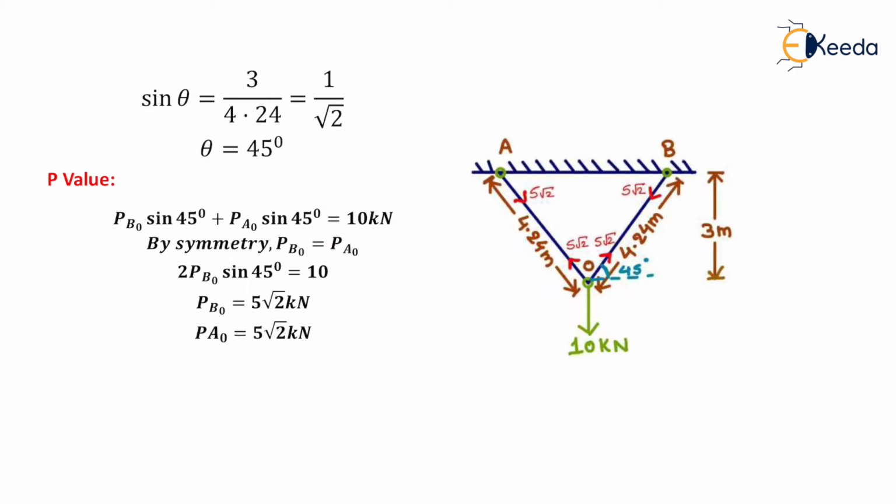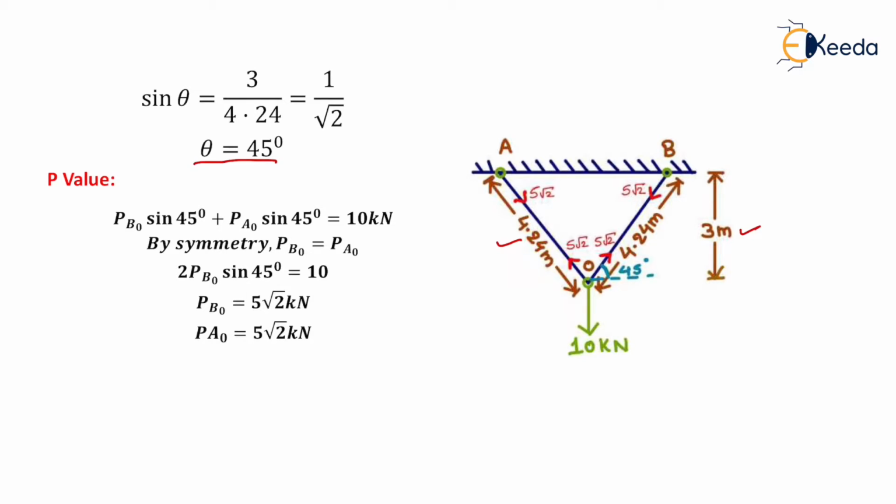First of all, we will calculate the angle, that is, the theta angle. If we want to compute the theta angle, then what will be its value? Sin theta is equal to perpendicular upon hypotenuse. Here the perpendicular is 3 meter and the hypotenuse is equal to 4.24 meter. On solving this, we get the value of theta equal to 45 degree.